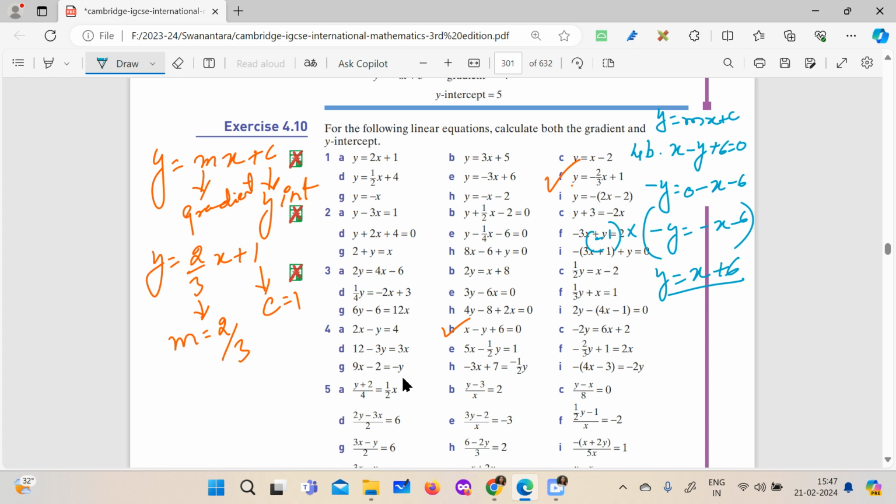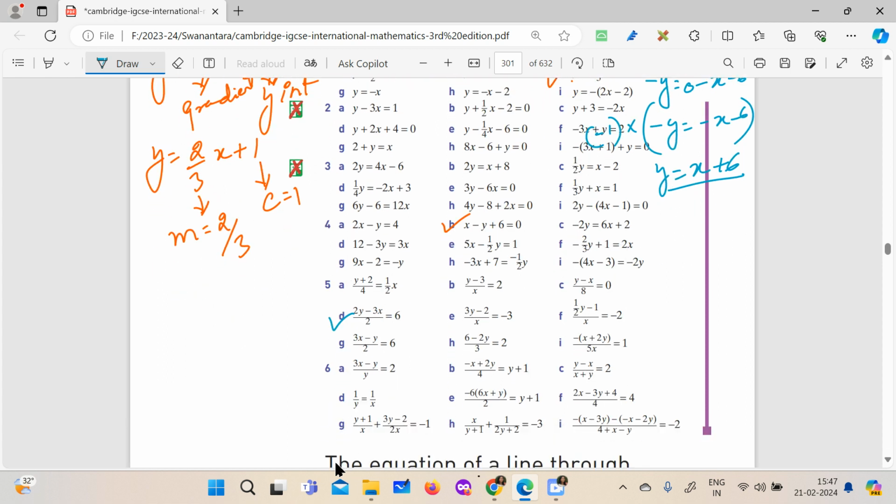Which one shall I do? 5D. Okay. If I'm leaving any question, you are going to solve all of it. 2y minus 3x over 2 is equal to 6. We have to get this into the form of y is equal to mx plus c. So we just cross multiply and you get 2y minus 3x is equal to 6 times 2. That will give you 2y. I will transpose 3x to this side and I'll get 12 plus 3x.